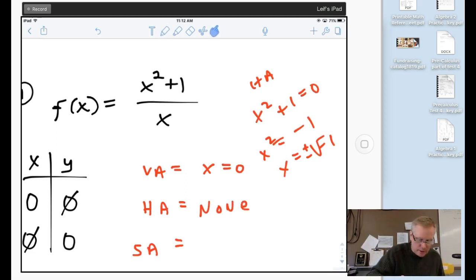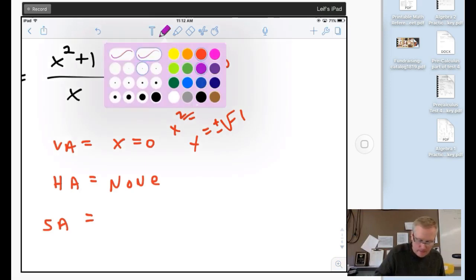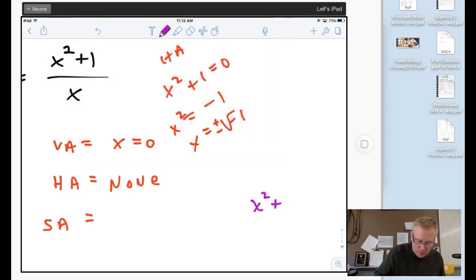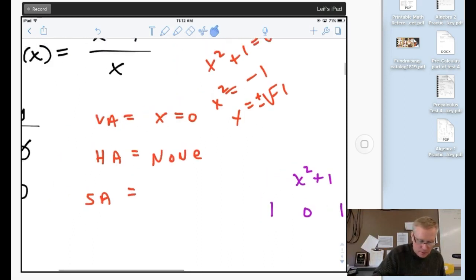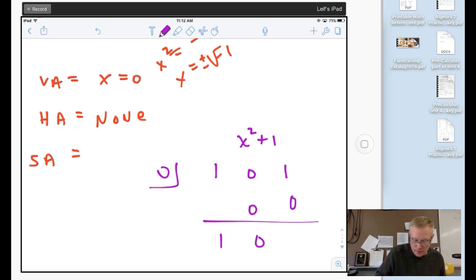The slant one is what I get when I divide. So I'm going to go over here with x squared plus 1. I'm going to do synthetic division, not long division, which means I've got a 1. There's no x, but there's a 1, so that's what x squared plus 1 turns into. And then x is just 0, right? So do synthetic division. 0 times 1 is 0. 0 plus 0 is 0. 0 times 0 is 0. 0 plus 1 is 1.